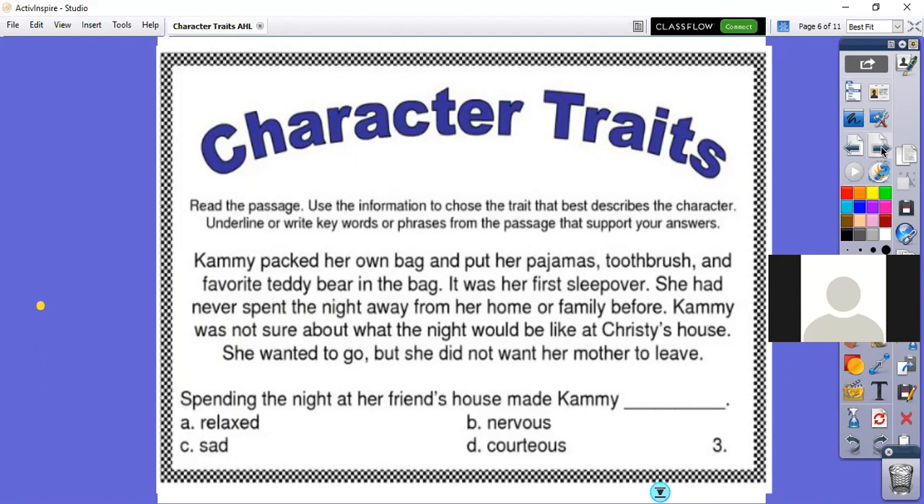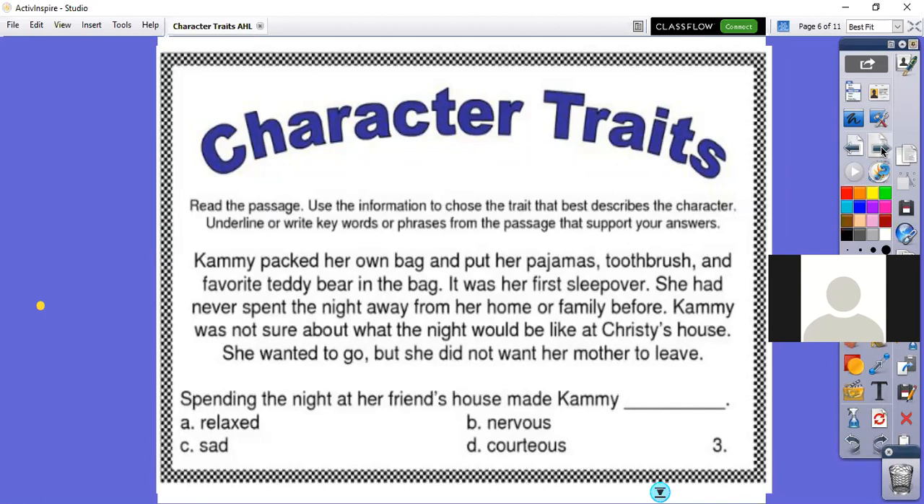Spending the night at her friend's house made Cammy what? Ooh, this one is a different one. Let's see. Cammy packed her bag and put in her pajamas, her toothbrush, and her favorite teddy bear. It was her first sleepover. She had never spent the night from home or family before. She was not sure about what the night would be like at Christy's house. She wanted to go, but she did not want to leave her mother.